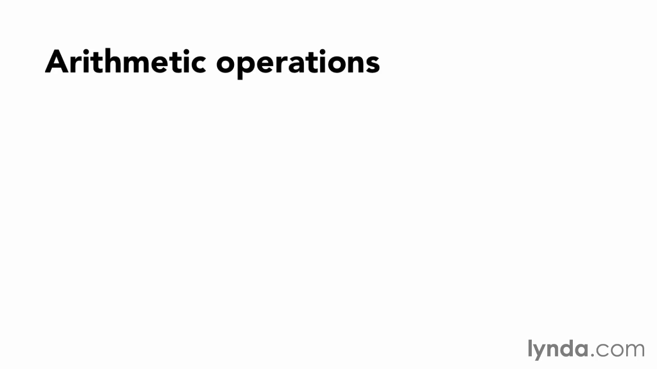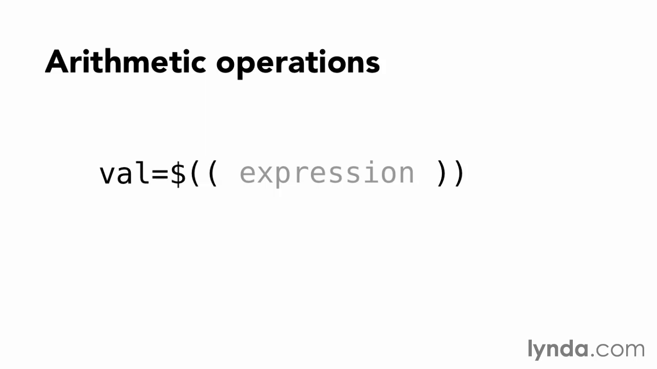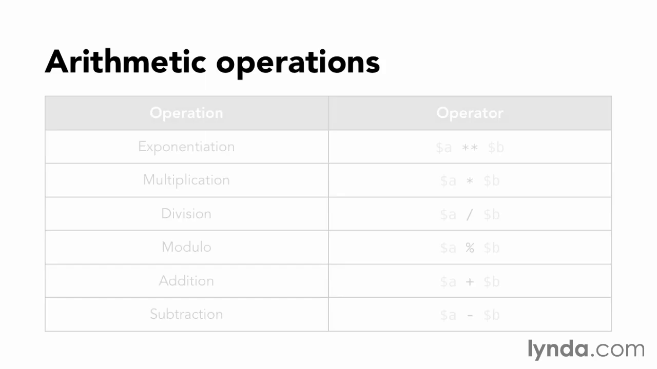Working with numbers in Bash is pretty straightforward. To tell the interpreter that you're going to do math, you need to wrap an expression up in double parentheses. If you're assigning the result of an arithmetic expression to a variable, the parens need to start with a $ sign. The expression inside the parentheses can use either literal numbers or variables.